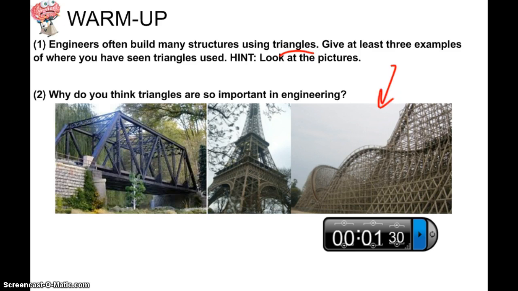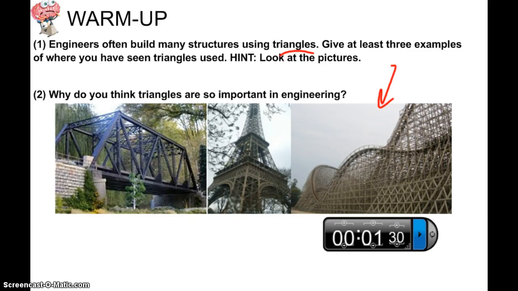Number 2, why do you think triangles are so important in engineering? Okay, think about those for a second. Pause the video, think about them, maybe jot down a few ideas, unpause the video, and we'll talk about it quickly. Pause the video in 3, 2, 1.